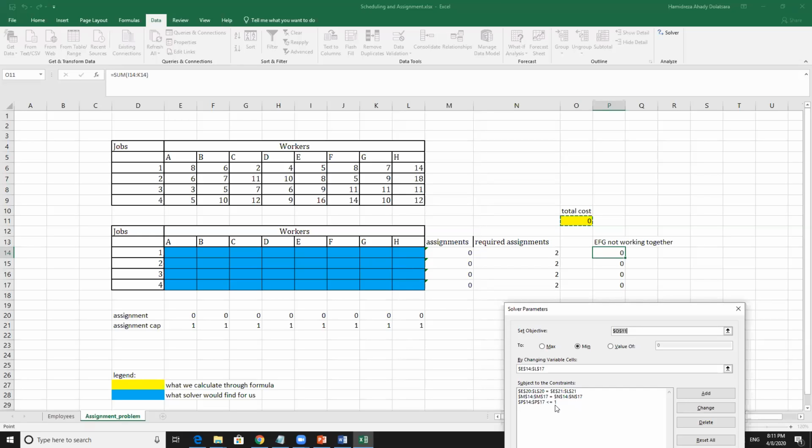But the last one is more interesting. I said P14 to P17, which is for the EFG column, less or equal 1. If it equals 1, it means one of them is assigned. If 0, it means none of them is assigned. But it could not be 2 or 3, because if it's 2, it means 2 of them are assigned to a specific job.